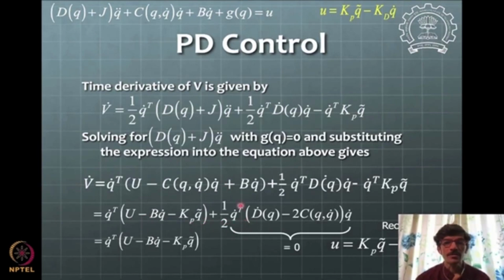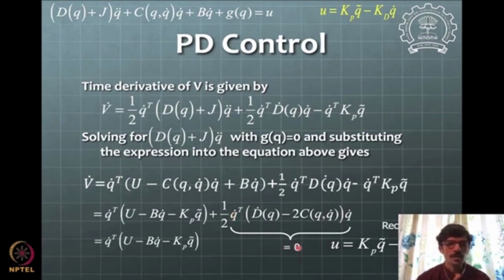Then you use this d dot minus 2c term here. This 2 is coming because this is half outside here. So d dot minus 2c, q dot, and then q dot transpose. Okay, so we are collecting this term here for a reason, because we know that d dot minus 2c is a skew symmetric matrix for the mechanical system, as we have seen in the Lagrange formulation, and that's why this quadratic form will yield 0 here.